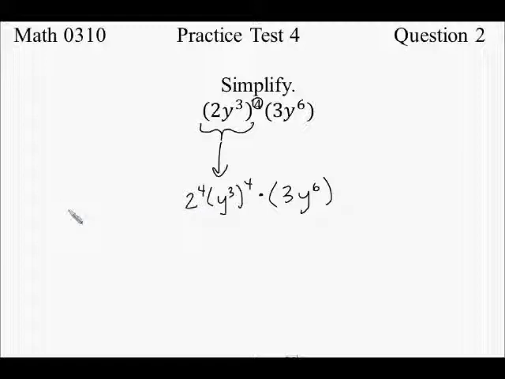2 to the 4th, remember exponents are just shorthand for repeated multiplication. So 2 to the 4th is the same as 2 being multiplied 4 times. So 2 times 2 is 4. 4 times 2 gives us 8. And 8 times the last copy of 2 gives us 16. So 2 to the 4th becomes 16.